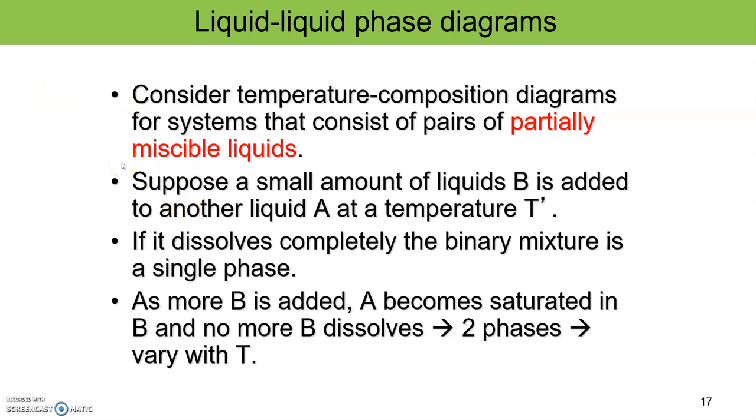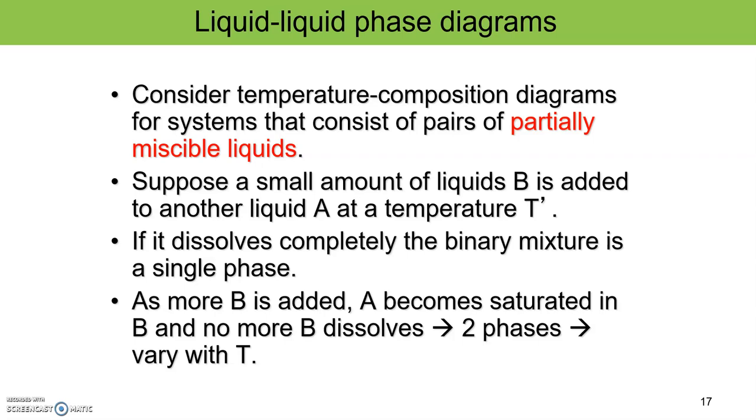So suppose a small amount of liquid B is added to another liquid A at a given temperature, which we can call T prime. If it dissolves completely, the mixture is a single phase. As more B is added, A will become saturated in B, and no more component B will dissolve.